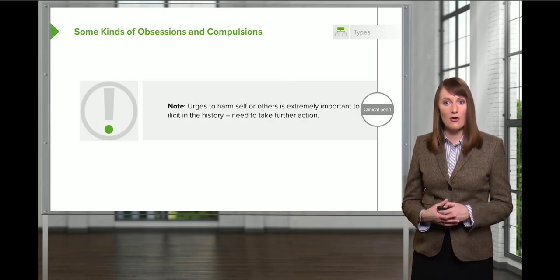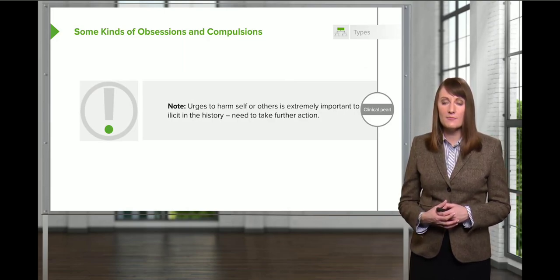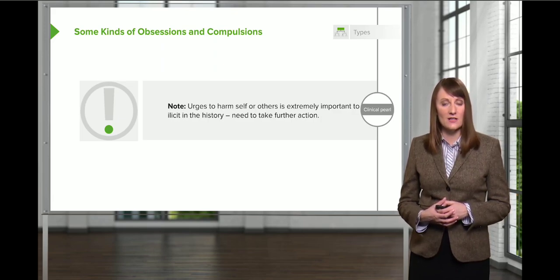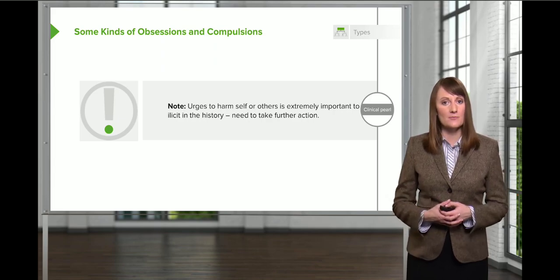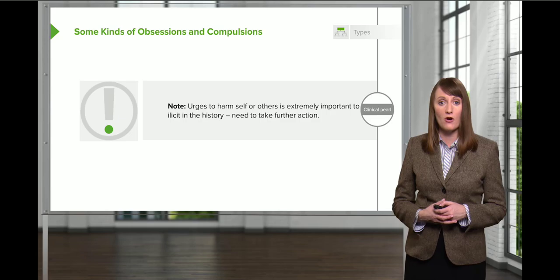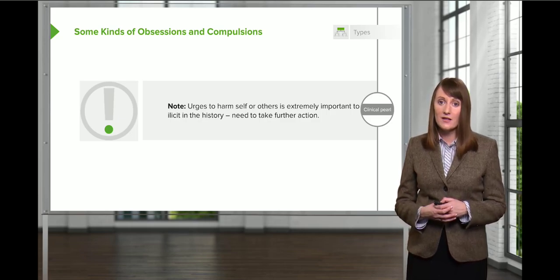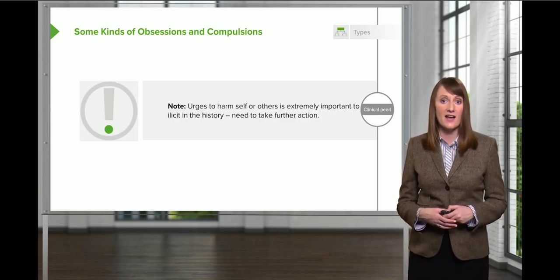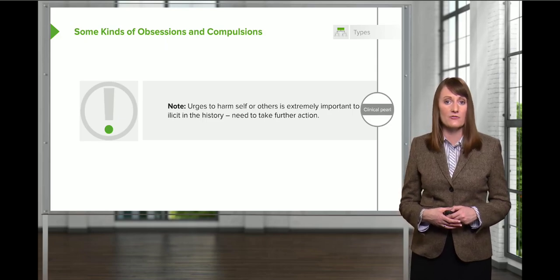Urges to harm oneself or others is extremely important to elicit in your history of the patient. And if you do find that the patient, maybe while presenting with OCD type symptoms, is also having self-injurious or thoughts of hurting other people, it's really important that you take further action immediately to keep them and others safe.